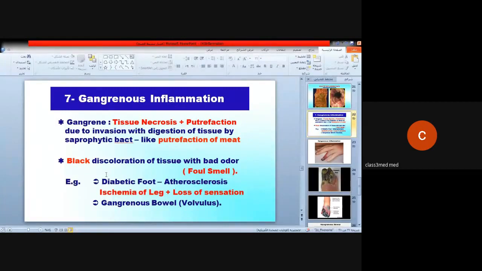So there is a black discoloration of the tissue and a bad odor or foul smell. You will take gangrene or gangrenous inflammation in more detail in the lectures of infection.